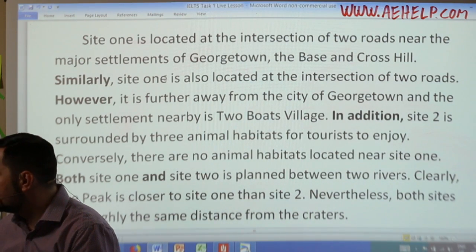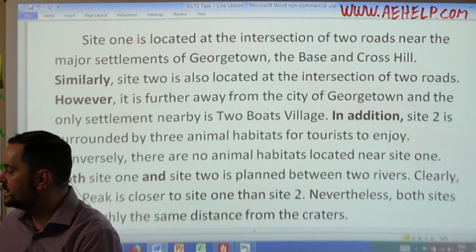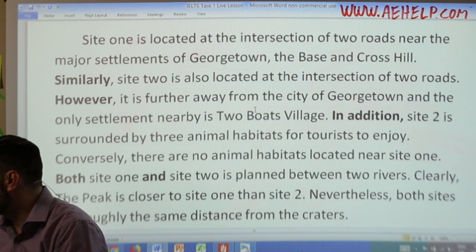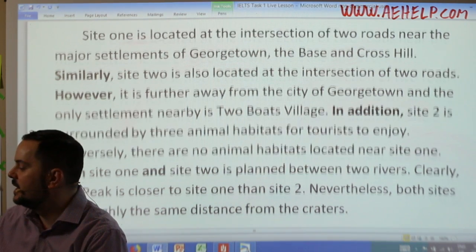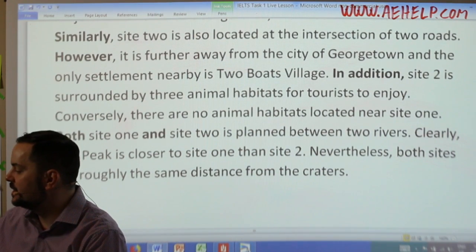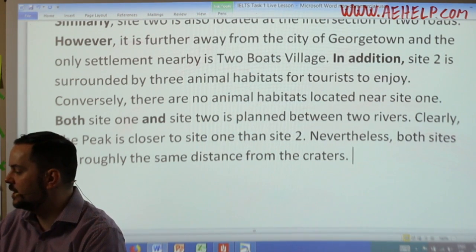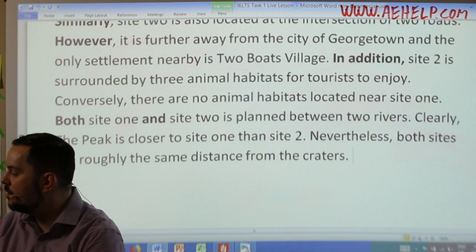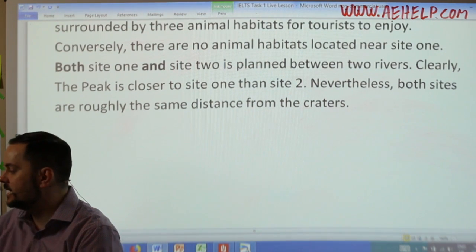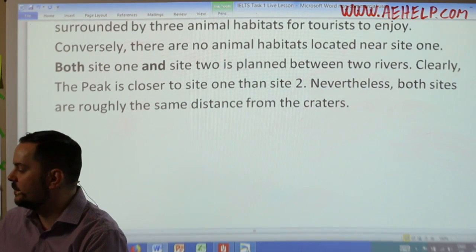Site 2. Let's make a correction there. This is why you should always review your work. Similarly, Site 2 is also located at the intersection of 2 roads. However, it is further away from the city of Georgetown, and the only settlement nearby is Two Boats Village. In addition, Site 2 is surrounded by 3 animal habitat for tourists to enjoy. Conversely, there are no animal habitats located near Site 1. Both Site 1 and Site 2 is planned between 2 rivers. Clearly, the peak is closer to Site 1 than Site 2.